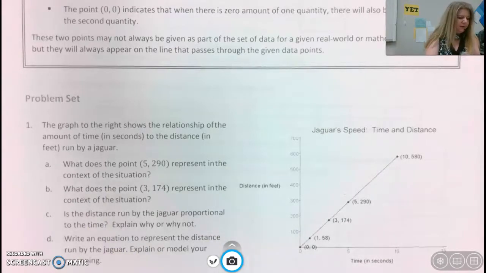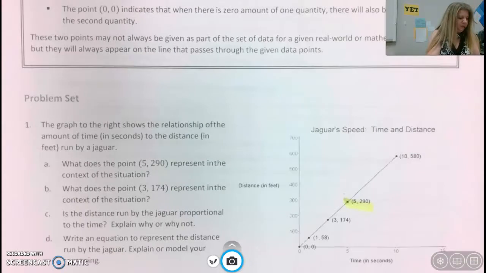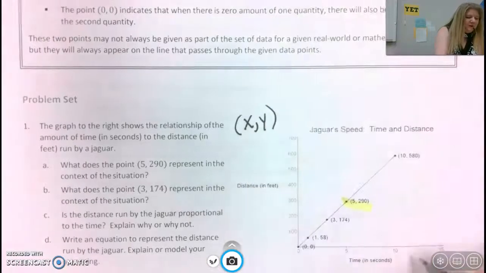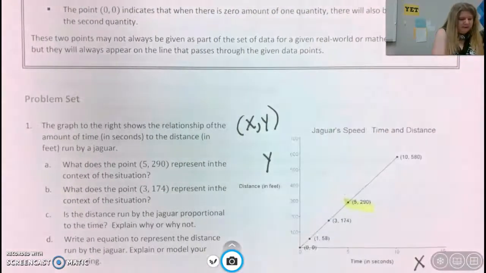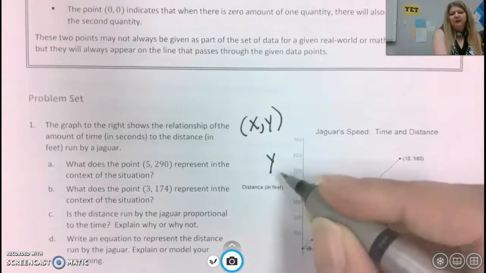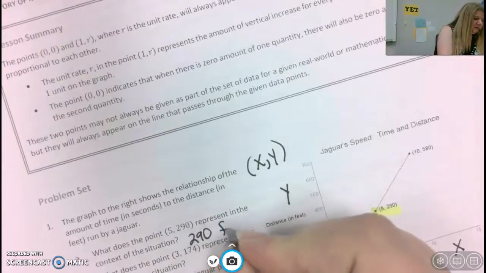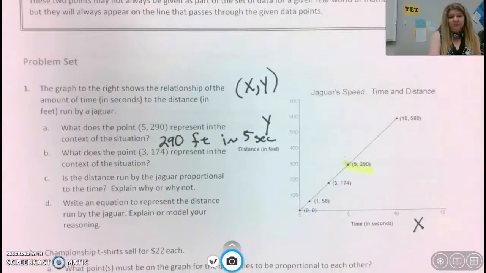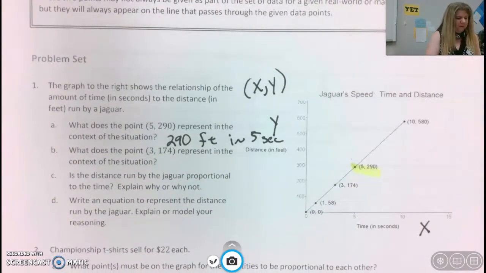So what does this point (5, 290) represent in context of the situation? That sounds difficult, but it's not. We just have to think about the words. We know that points are x, y. We know this is the x-axis and this is the y-axis. So the 5 represents 5 seconds, and the 290 represents 290 feet. So this point represents 290 feet in 5 seconds. Wow, that's pretty quick.